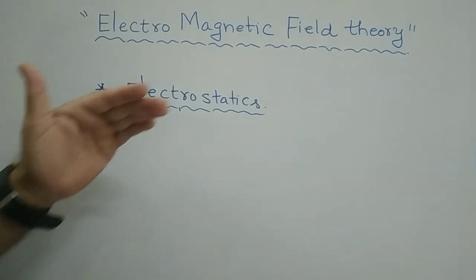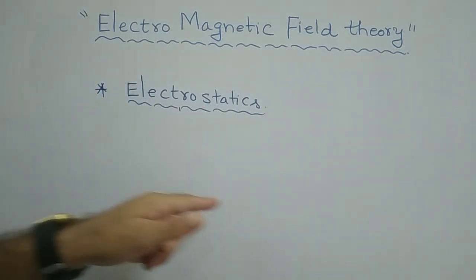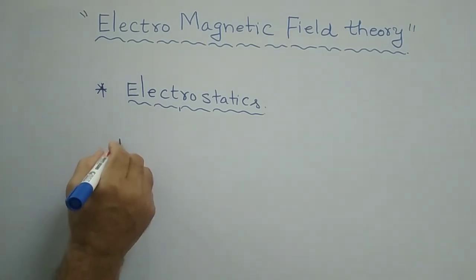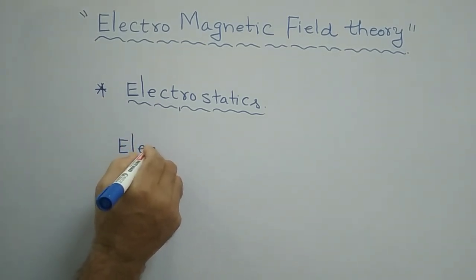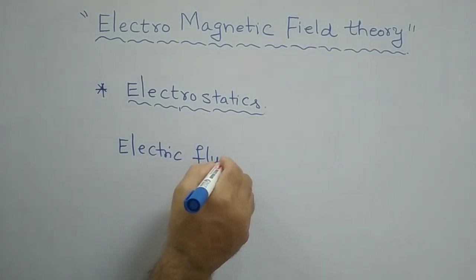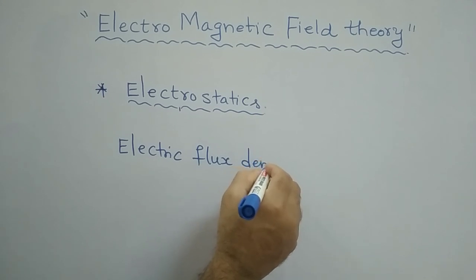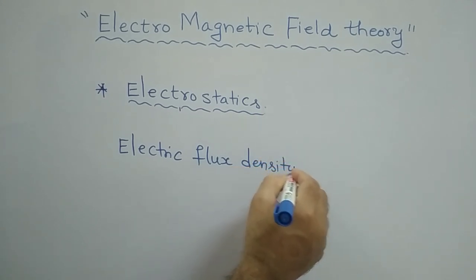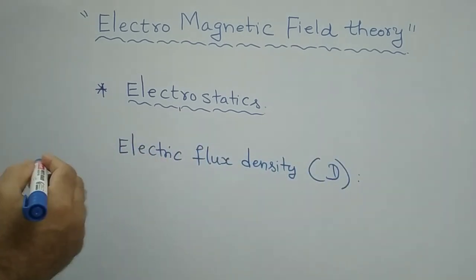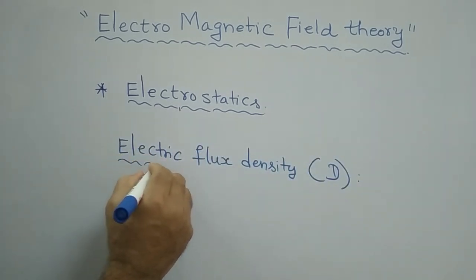Therefore, the first parameter is Coulomb force, the second parameter is electric field intensity, and the third parameter is electric flux density. Electric flux density is denoted by capital D.